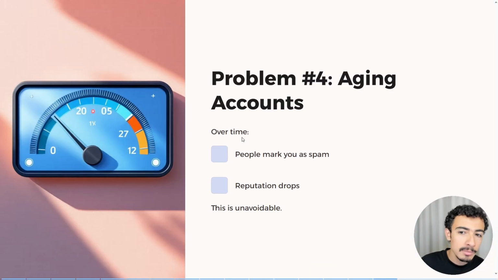So the fourth problem is aging email accounts. Over time, people will mark you as spam, your reputation drops, and honestly, it's one of those things that's a bit out of your control because it's really unavoidable. Naturally, there are people marking you as spam anyways when you're sending cold emails, even though you have very good messaging and very good lists. There will always be a percentage of people who will mark you as spam. And your reputation in terms of domain can also drop, and that's very normal with age.